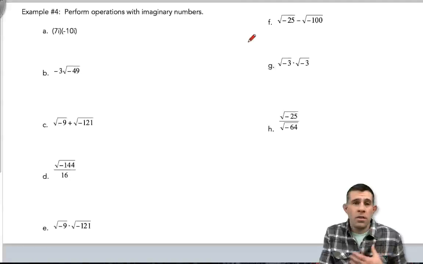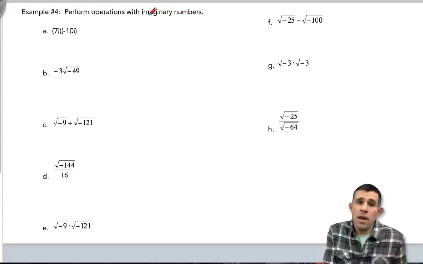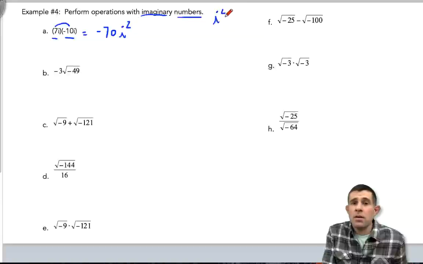All right, now just like any other number, we can perform operations on imaginary numbers as well. So let's start off by multiplying these two imaginary numbers. When I do so, we're going to multiply the 7 and the negative 10. That gives us negative 70. And we have the i times the i, which gives us i squared. Now keep in mind, i squared is equal to negative 1.